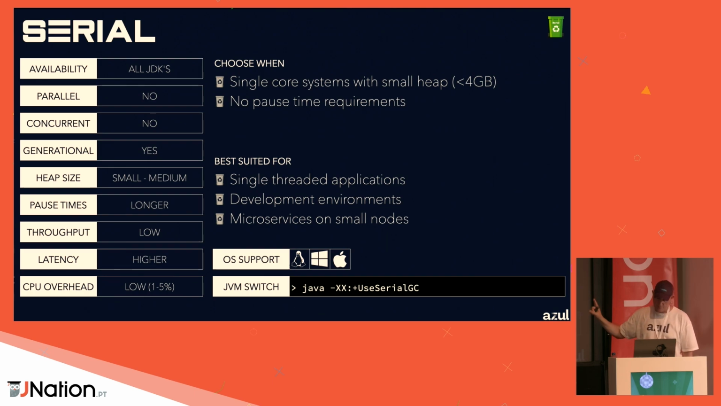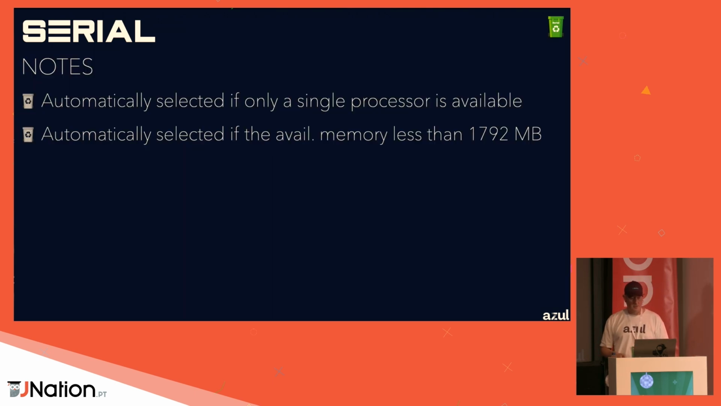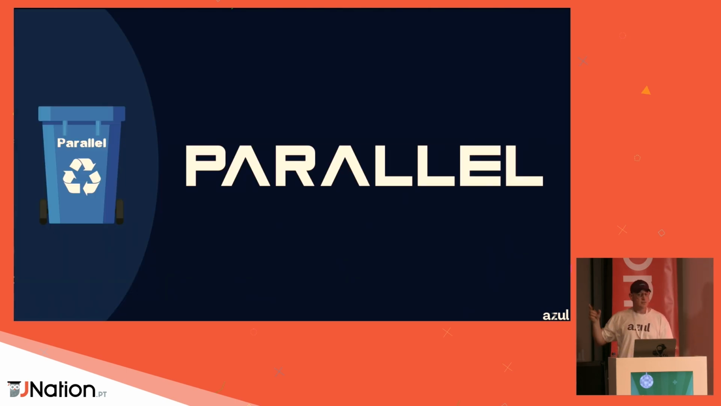With this one, it will automatically be selected by the JVM if you don't select a garbage collector, and the memory is less than 1.8 gigabytes, or if you just have one CPU. The JVM will decide this is the exact right garbage collector for you. Even if you think you get G1, you get this one, if you don't specify a specific garbage collector. And it's not a bad garbage collector, by the way. You just have to know how it works.